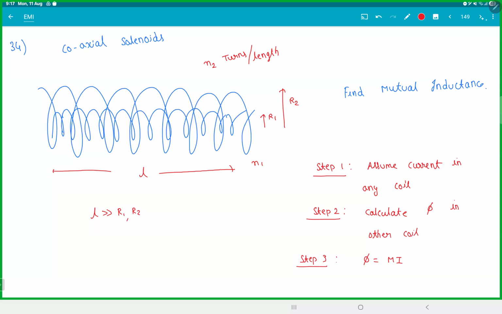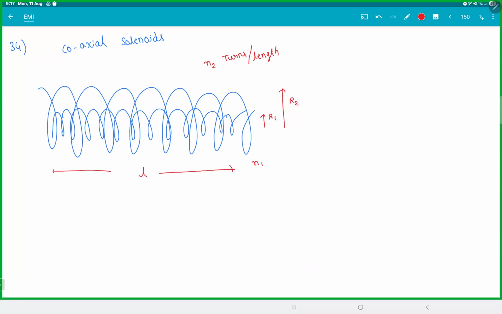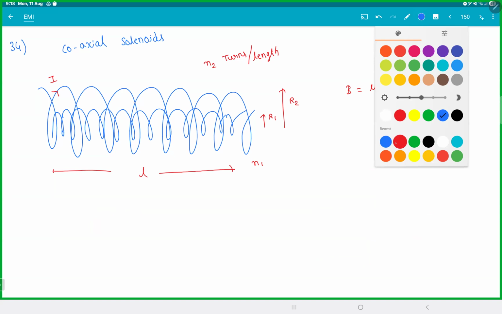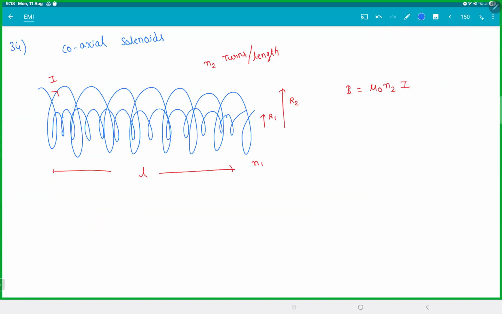So how do we do this? You can send the current in any one. I'll send the current in the outer one. Then the magnetic field will be mu naught into N2 into I. See, if you send the current in the inner one, then the field will be only from 0 to R1, isn't it? Field outside the solenoid is 0. Then the flux in the small coil 1 will be the magnetic field, number of turns, B into pi R1 square.